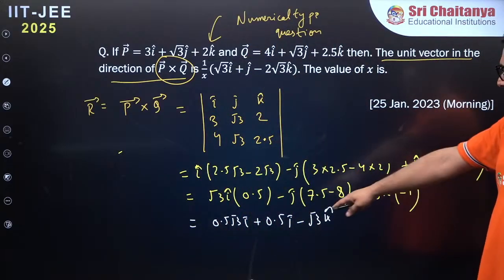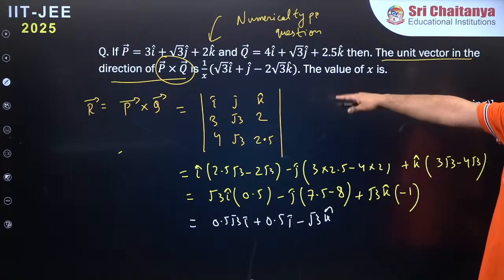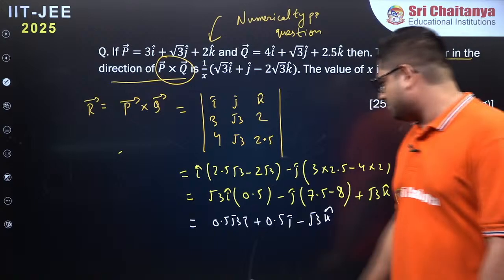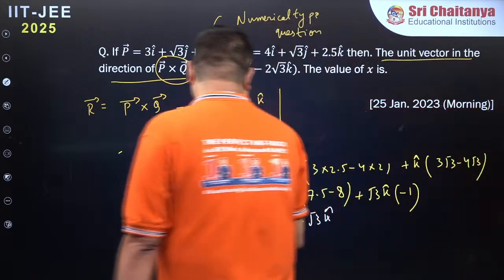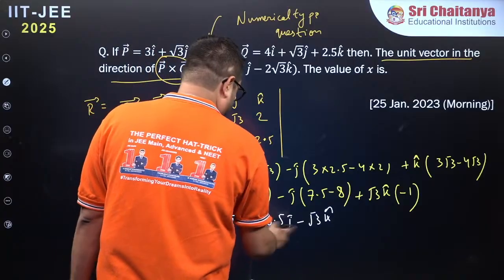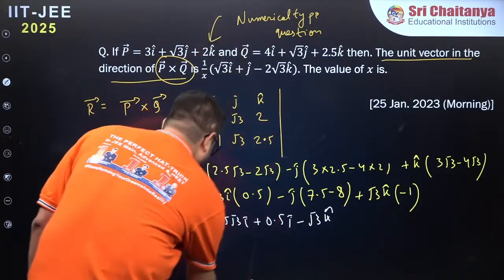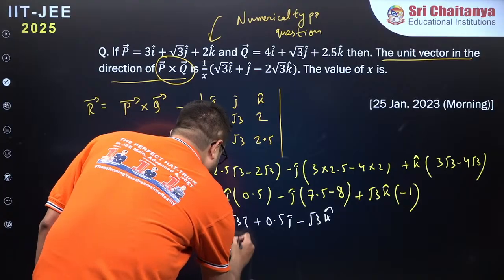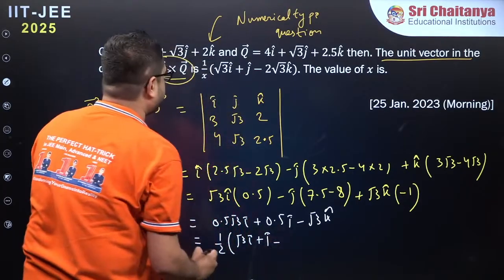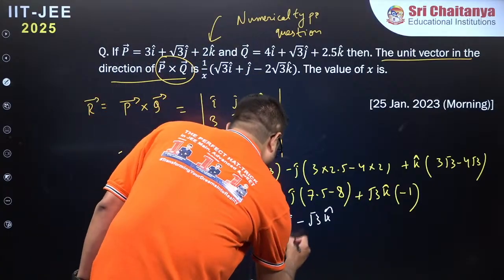So now they are saying, you can see that root 3 i cap plus j cap and 2 root 3 k cap. So you need to find out the unit vector over here. What will be the unit vector, everyone? If I take this half outside, what will I get? Root 3 i cap, this is j cap, and over here I will get 2 root 3.